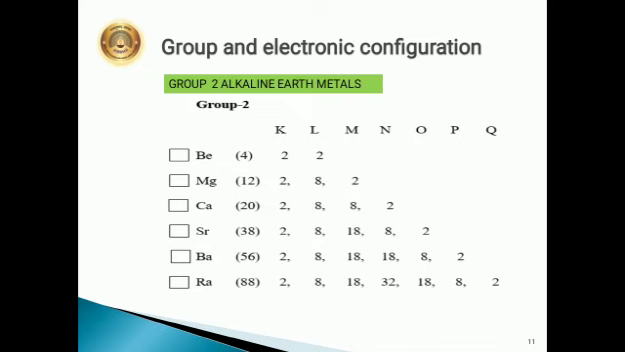Similarly, if you look at group number 2, alkaline earth metals, the elements are beryllium, magnesium, calcium, strontium, barium and radium. Beryllium 4, magnesium 12, calcium 20, strontium 38, barium 56 and radium 88. Now if you observe the last shell, there are 2 valence electrons in each element. So we can say that all these elements belong to group 2.